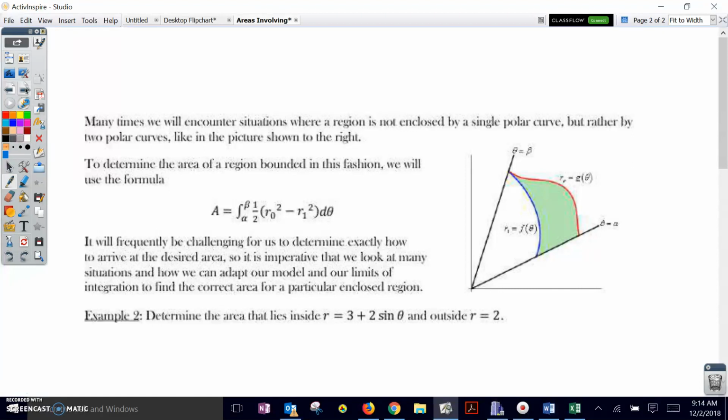When we have regions that are inside of a curve but outside of another curve, we're going to use a very similar concept, where we use the outer radius squared of the region, the outer boundary, and take away the inner radius. In essence, what we're doing is taking a circular sector and subtracting away a smaller circular sector inside of it that forms the area between those two curves.